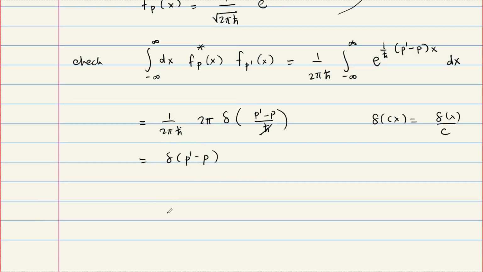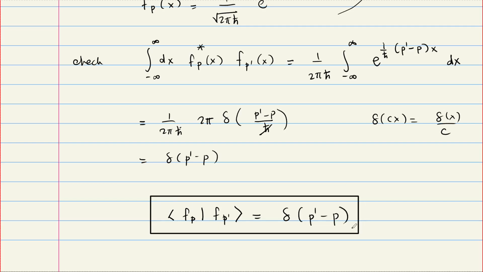Therefore, here is the way I define my orthonormality. I have these continuous functions f_p', and they give delta(p'−p). So this is not the orthonormality we had in the previous course, but it will be consistent and it will work.